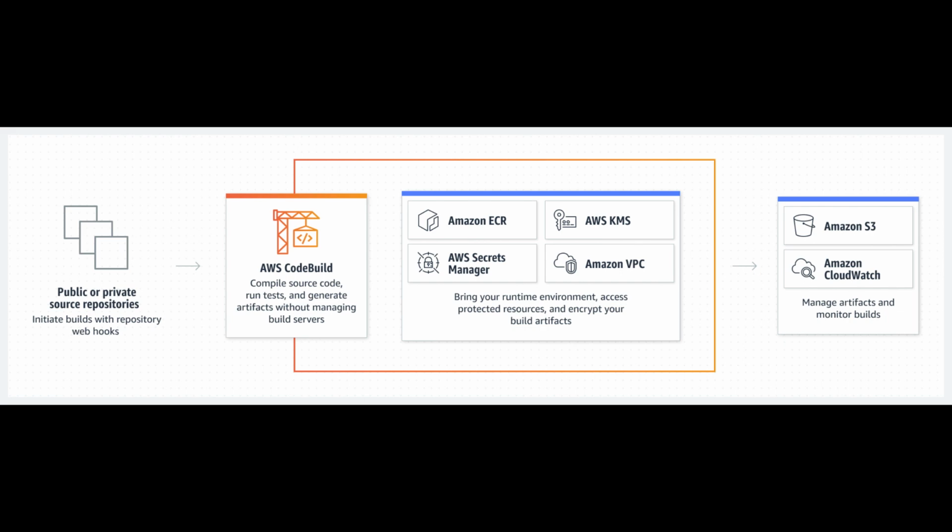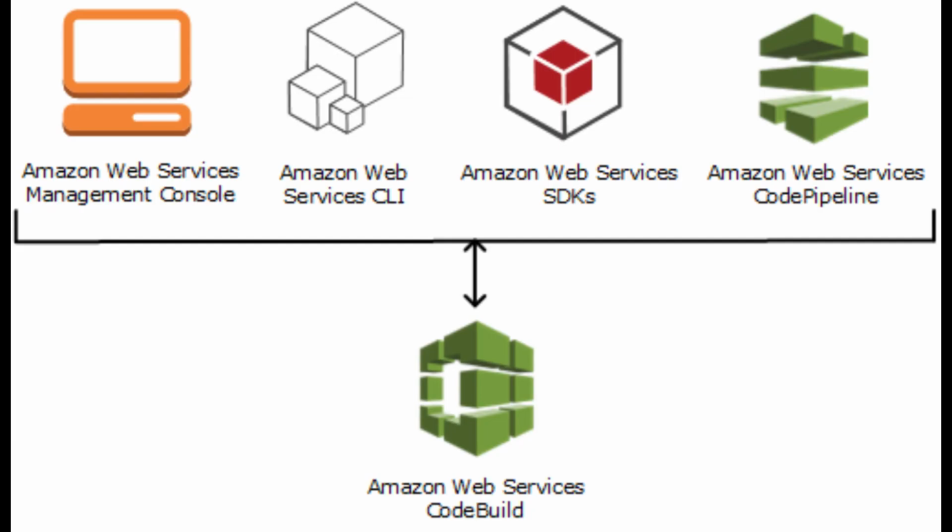CodeBuild scales automatically to meet peak build requests. CodeBuild provides these benefits. Fully managed: CodeBuild eliminates the need to set up, patch, update, and manage your own build servers. On demand: CodeBuild scales on demand to meet your build needs. You pay only for the number of build minutes you consume.